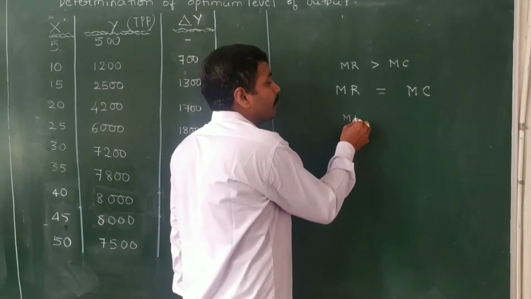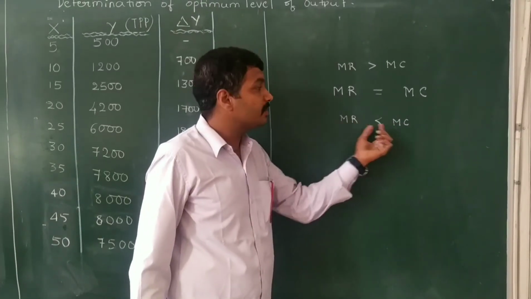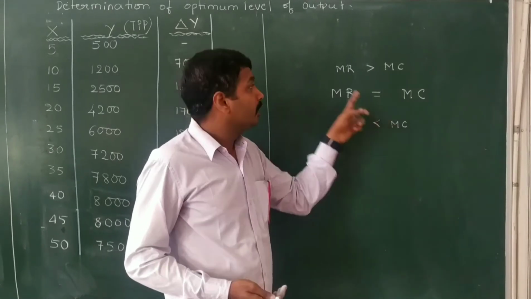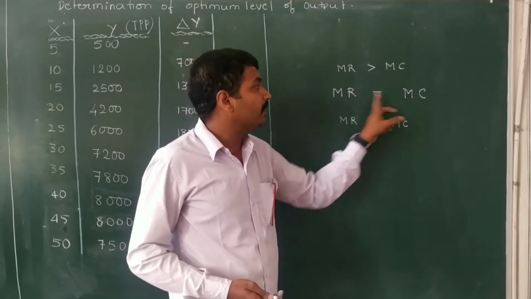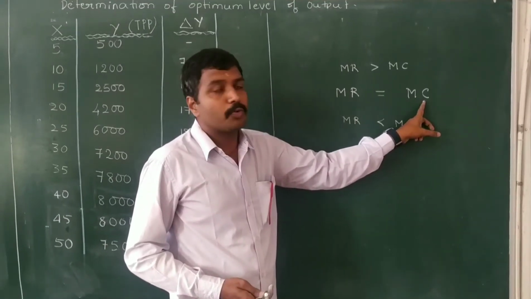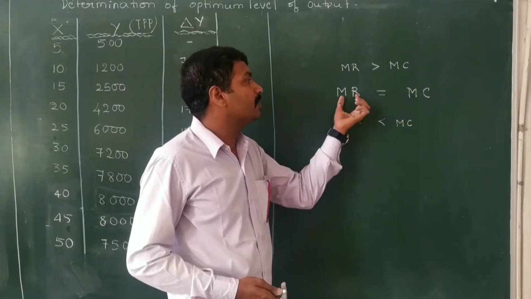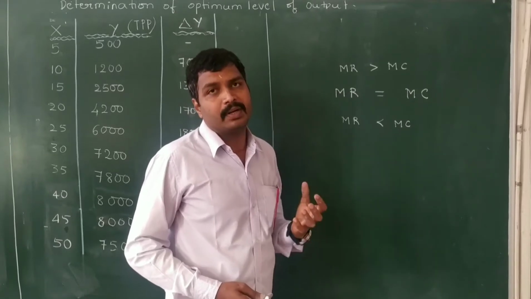If MR used to be less than MC, in the sense additional returns used to be less than additional cost, means farmer has overproduced. These two are considered to be as suboptimality. So the optimality used to be at that particular level of output production wherein MR is equal to MC. Now you need to understand what is MR, what is MC, and how best it can be determined empirically.